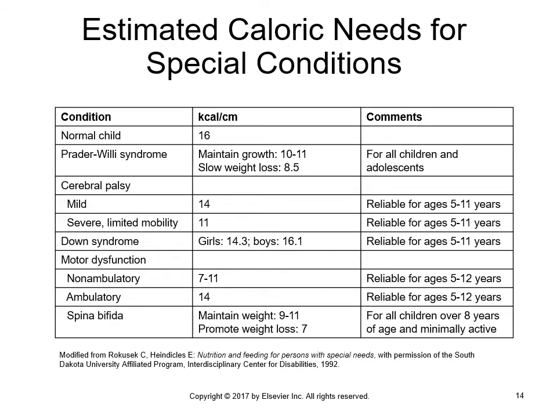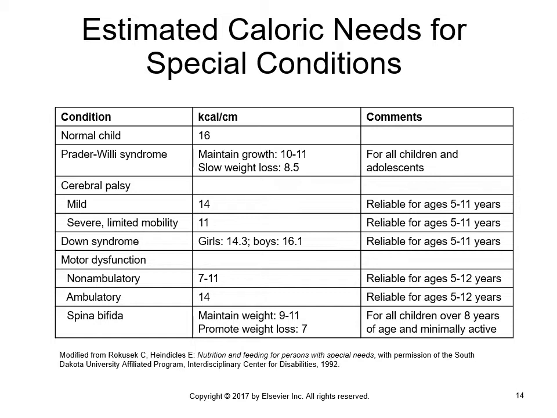So here we can see estimated caloric needs for special conditions. For Down syndrome, we have a difference in calories. Now, these numbers are going to look a little bit different. These are calories per centimeter. So again, we're going based off of height, not off of weight.